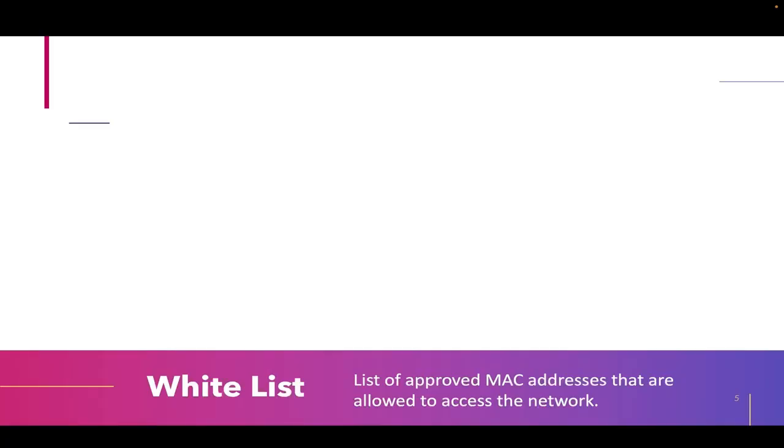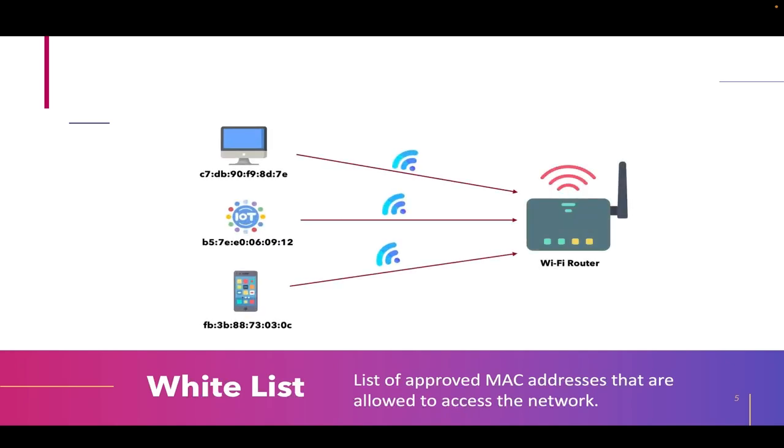Whitelist: a list of approved MAC addresses that are allowed to access the network. It means network devices whose MAC address is present in the list of MAC addresses, only those devices are able to use network resources like the internet. Here we have a Wi-Fi router and three devices connected to the network with the internet. Suppose these three devices are present in the whitelist. Other than these three, no device is able to use the internet services.